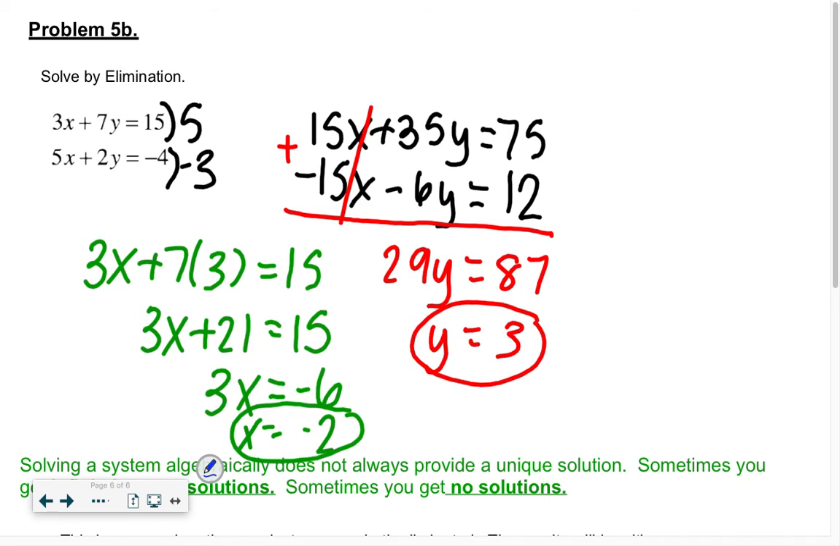3 times -2. It works. 3 times -2 is -6. 7 times 3 is 21. What's -6 plus 21? 15. Now the other: 5 times -2 is -10. 2 times 3 is 6. -10 plus 6 is -4. It works. Write your answer as a point.